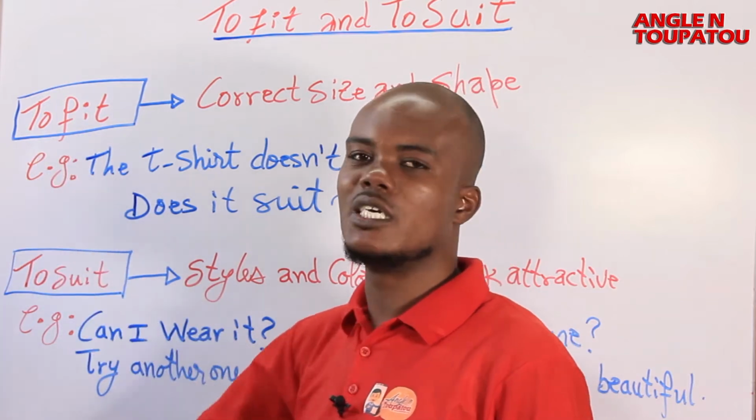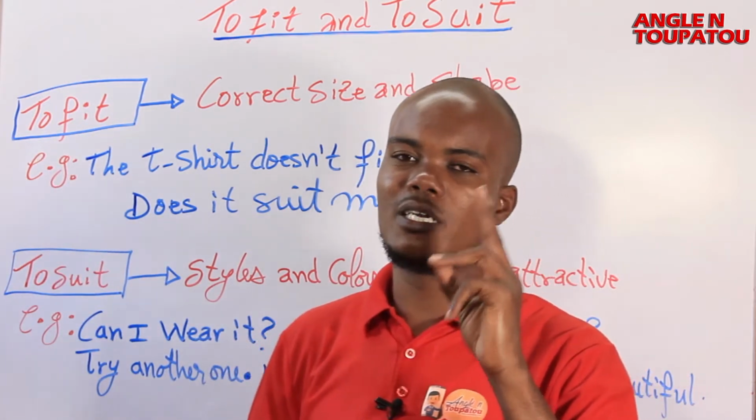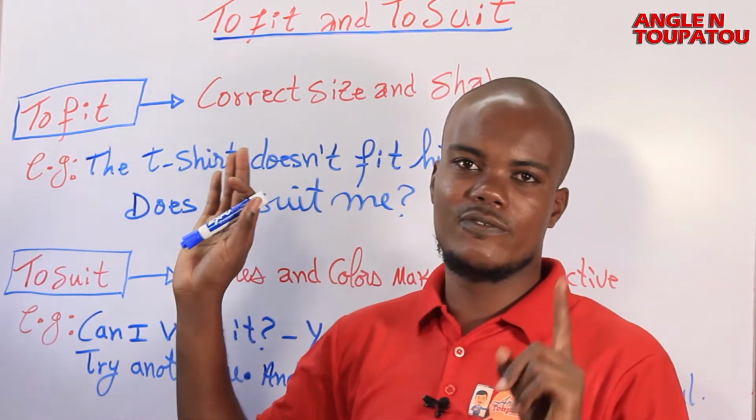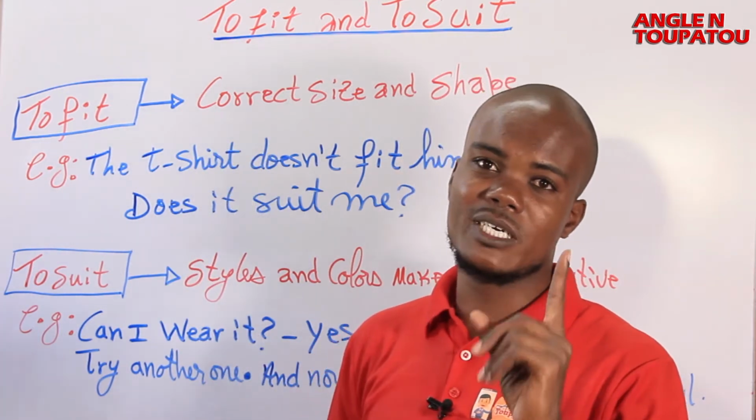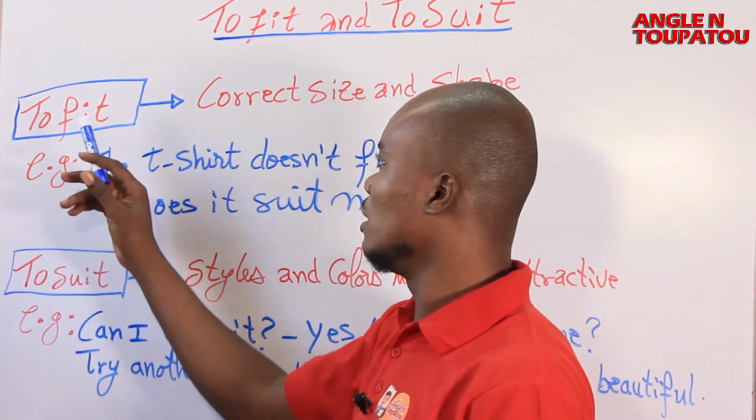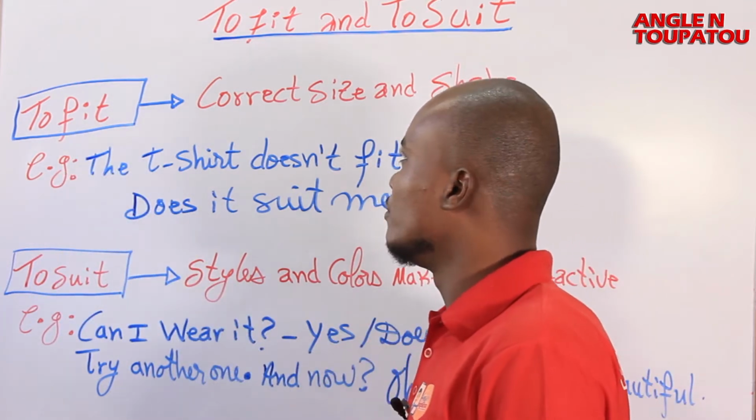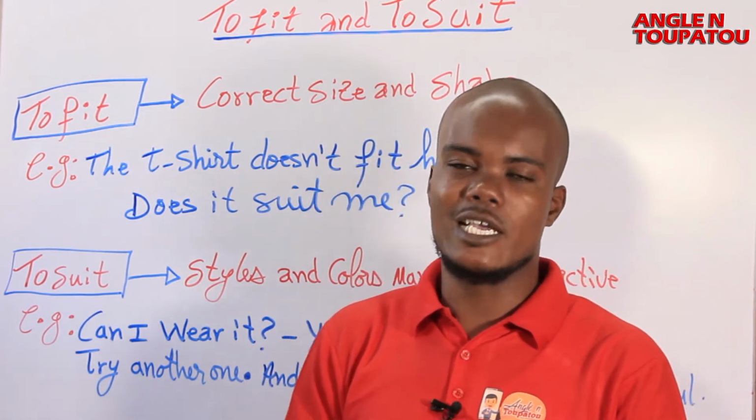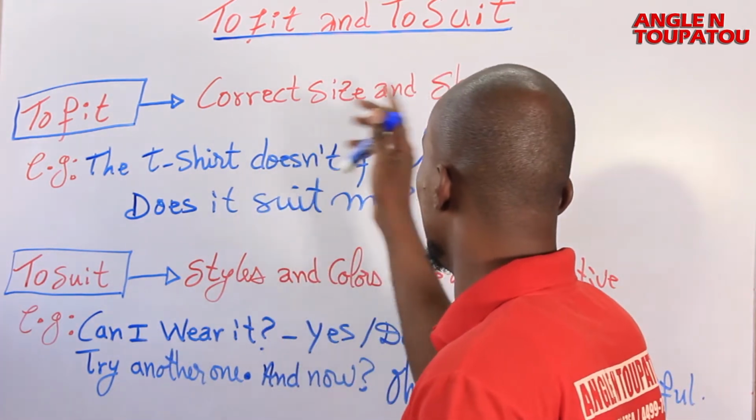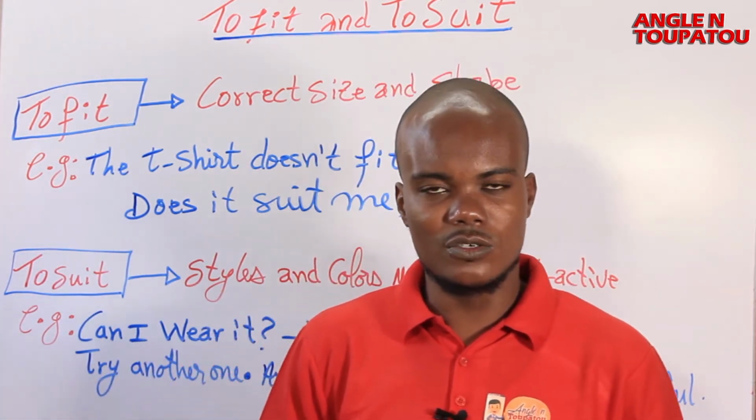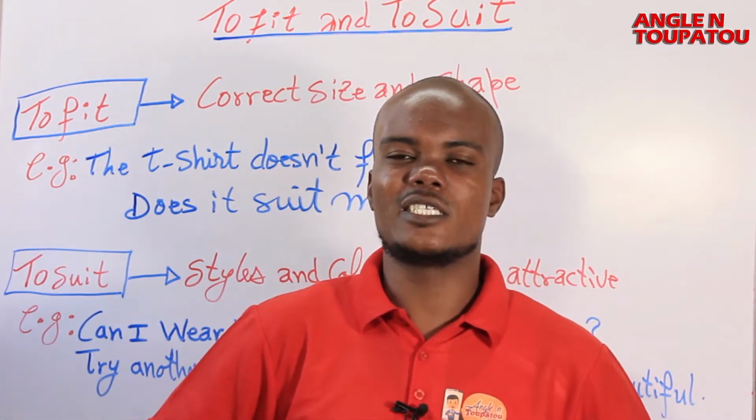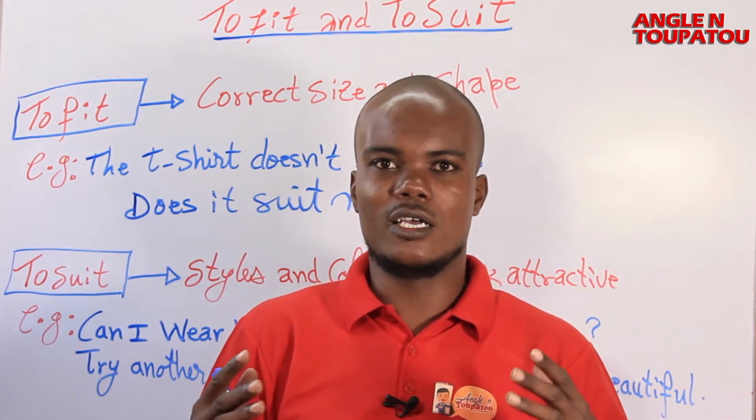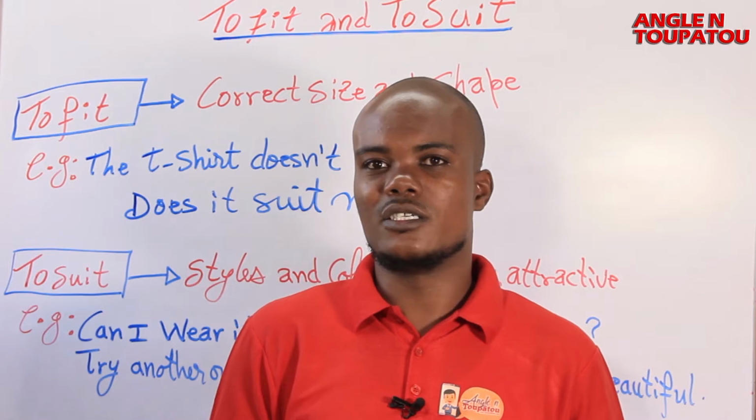Let's see firstly how to use the first context, because I'm gonna show you two contexts of using suit and fit. Let's go to the first one. The first context, when you're talking about the verb to fit, is when it's about size and shape, the way it is on you. Like when I'm talking about size, if it's large, if it's too small, or if it's normal. This is what I'm talking about.